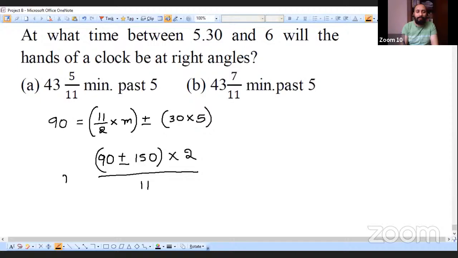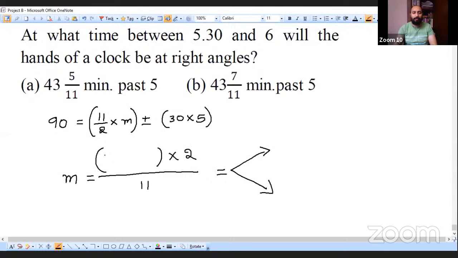So M will give you two options, two values. What are the two values, people? Plus or minus, two values. This is modulus. You have to always take positive. I will take 150 plus or minus 90, you will understand better. Now, what are the two values you're going to get here?